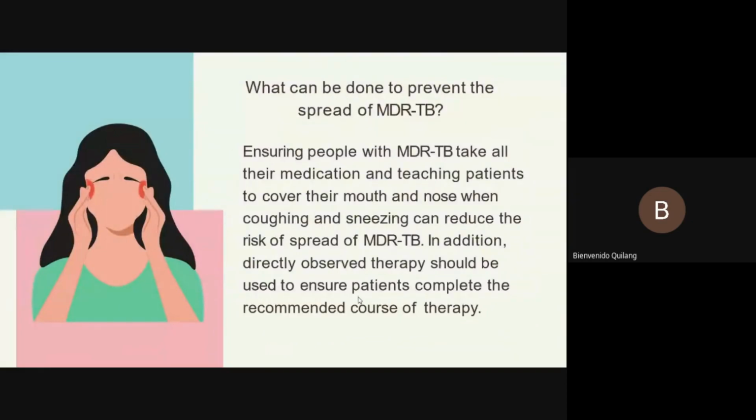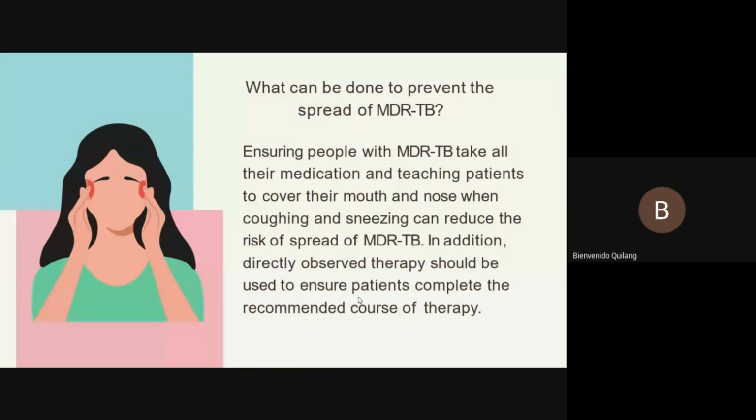What can be done to prevent the spread of MDR-TB? Ensuring people with MDR-TB take all their medication and teaching patients to cover their mouth and nose when coughing and sneezing can reduce the risk of spread of MDR-TB. In addition, directly observed therapy should be used to ensure patients complete the recommended course of therapy.